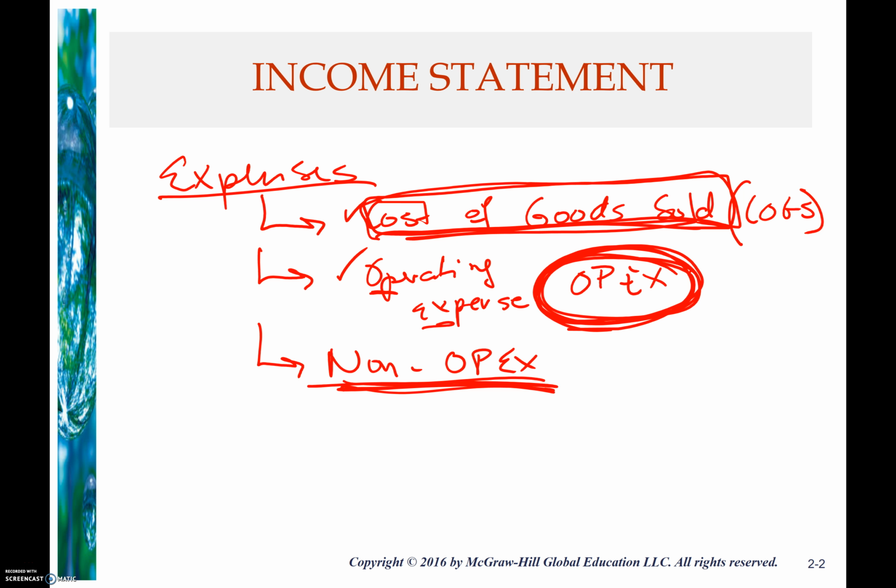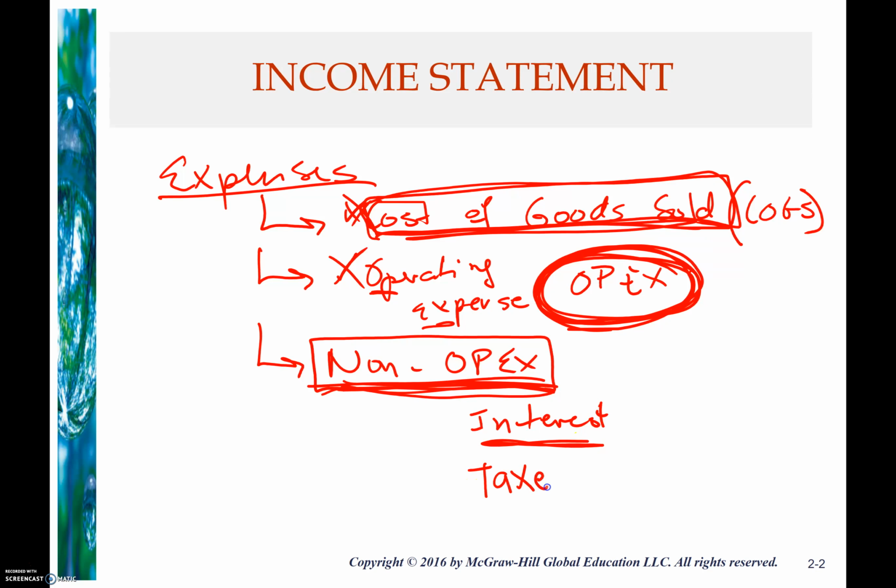Basically anything that doesn't fall into your cost of goods sold or your operating expense will be found in your non-operating expense. And two of the easiest examples I can give you right now is interest you pay on any debt that the company has or any taxes paid. Okay, any taxes paid. It's very important that I say paid. Any taxes paid will be in your non-operating expense.